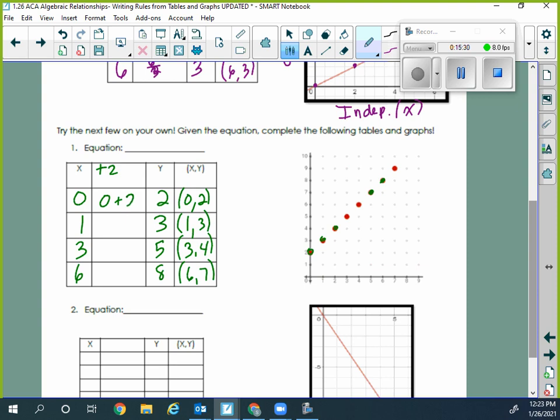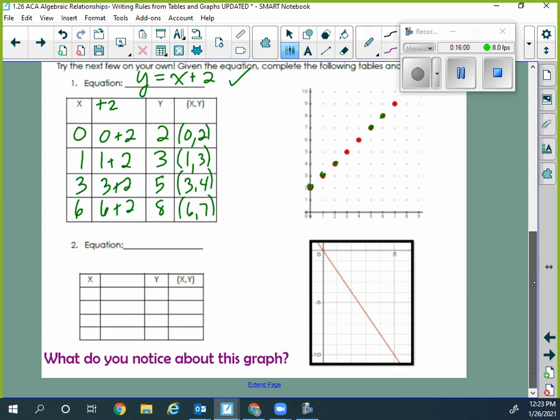So then plus 2. 1 plus 2 is 3. 3 plus 2 is 5. 6 plus 2 is 8. Very good. So now, what would we write for our equation? Very good. And this proves what you told me a second ago, that it was going to be additive because it was straight and it didn't go through the origin. And look, we got an additive equation. It's just double checking ourselves, all right?